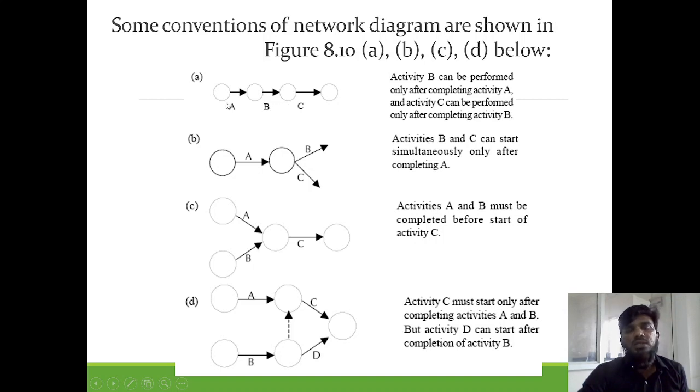Okay. So this is a network. Similarly here B precedes A, and B and C both precede A. After the completion of this, another thing you have to remember is that until activity A is completed, B and C will not start. Once activity A is completed, both B and C will start immediately.